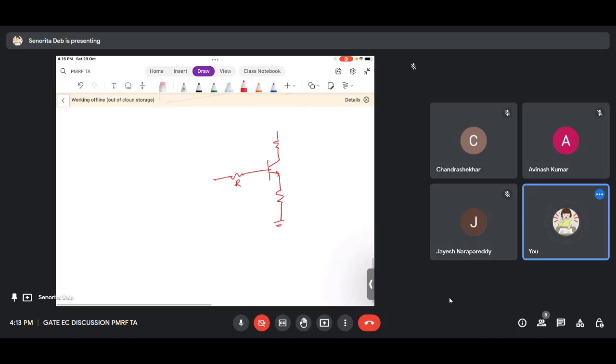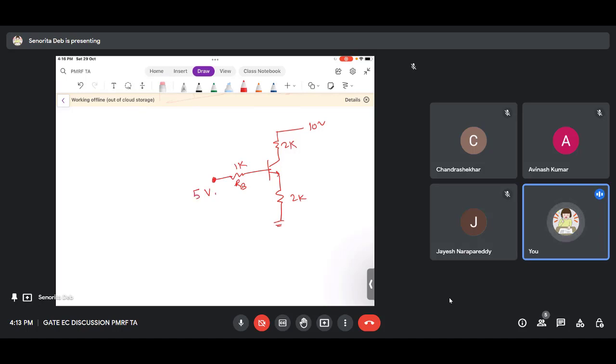Like this. Suppose RB is given as 1K, 2K, 2K. And this is 10 volts. This is, let's say, 2 volts. Or let me make it 5 volts.